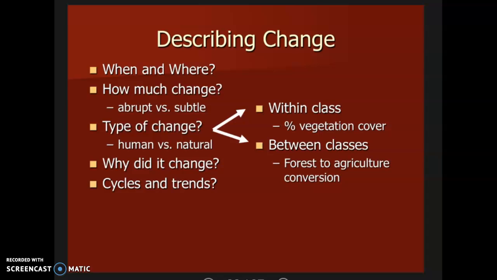This is video number 3 for the land use land cover discussion and change detection. So one more thing from this slide that we need to discuss. I added one more thing to cycles and trends.